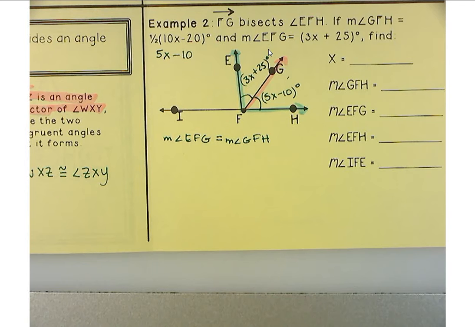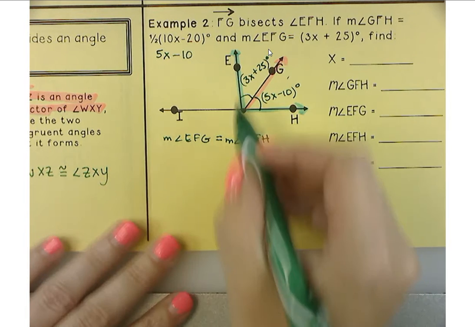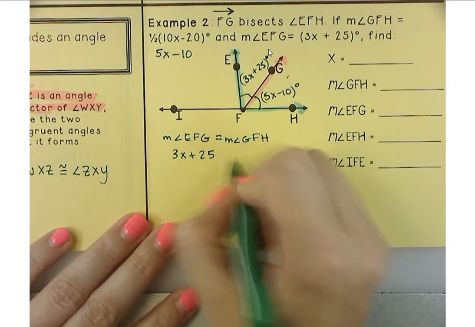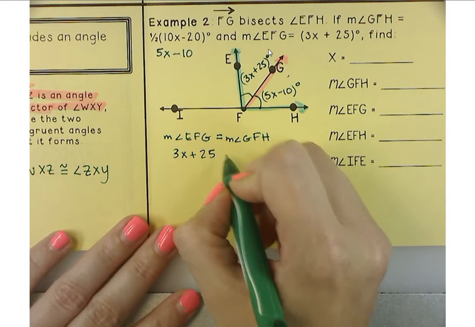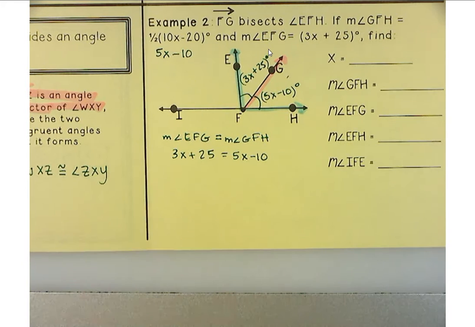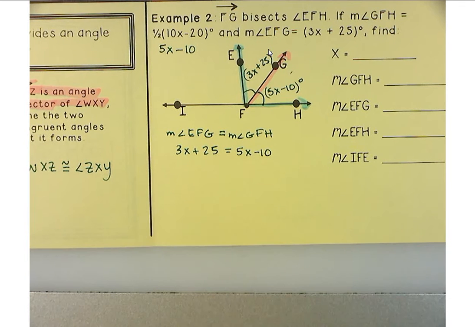So when we're setting up an equation, what we're going to do now is set those two values equal to each other. Okay, so we're going to set 3x plus 25 equal to 5x minus 10. So the first thing we're going to do is solve for x. I'm going to give you a minute to do that.